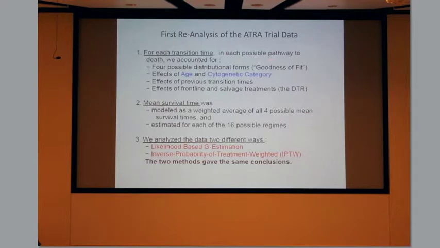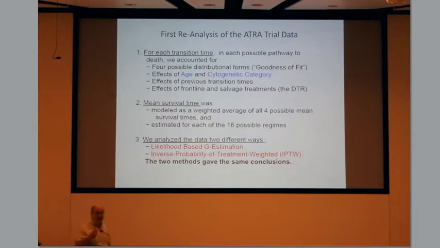For every possible pathway, we had a lot of 4 different distributional forms, log normal, Weibull, and all that. And we took the data and did goodness of fit analyses to decide, well, what's the best distribution? We also included age and cytogenetic categories as covariates, because it's very, very well known those are extremely strong predictors.